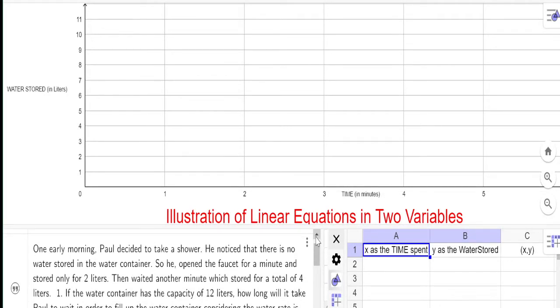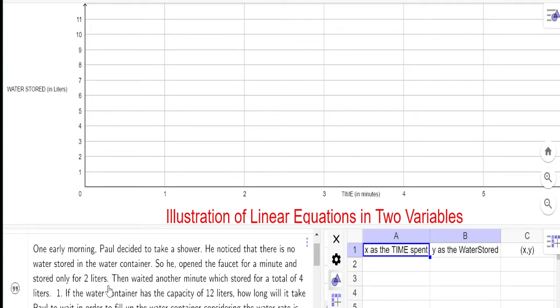We are now in the topic illustration of linear equation in two variables. So obviously, my task is to visualize, or illustrate, what a linear equation in two variables is. On the screen is the illustration of linear equation in two variables. So how to illustrate or visualize? There are three ways.